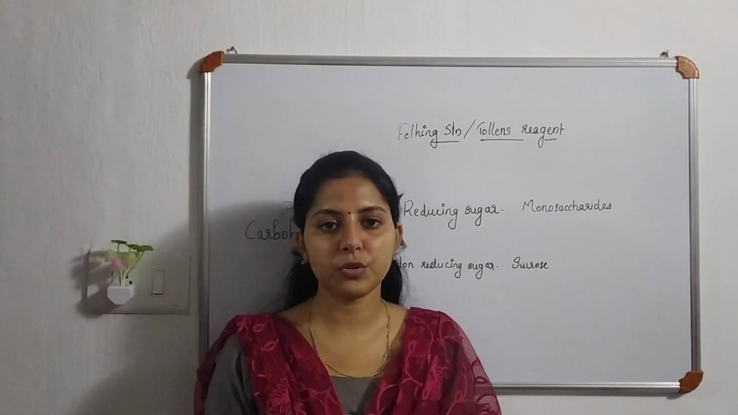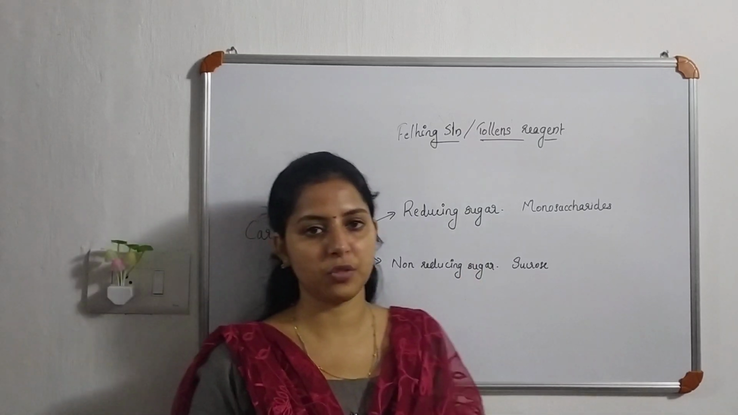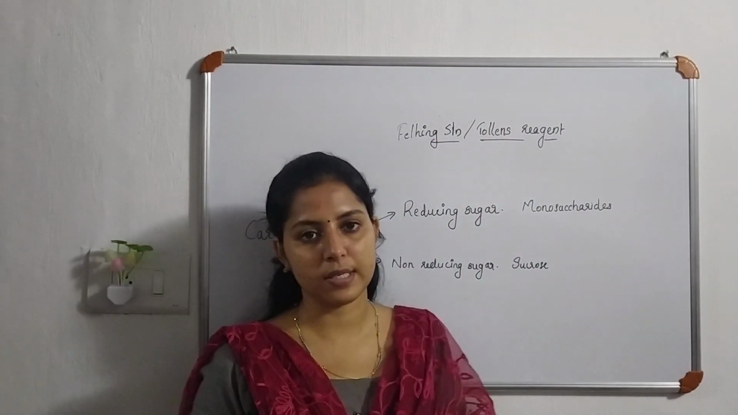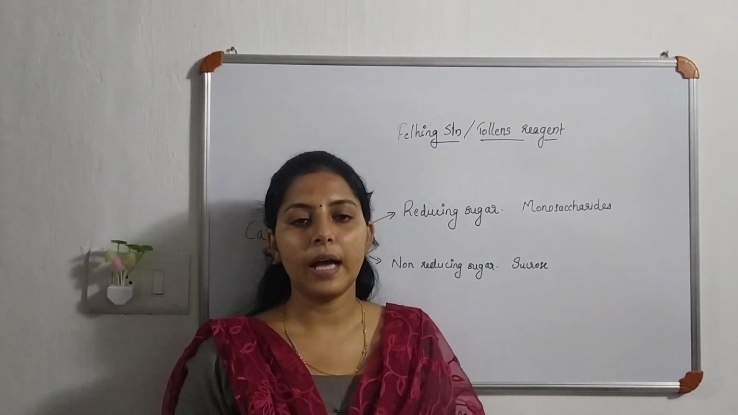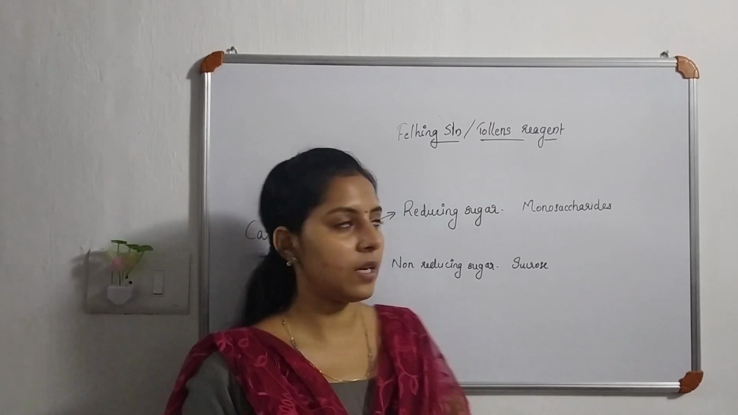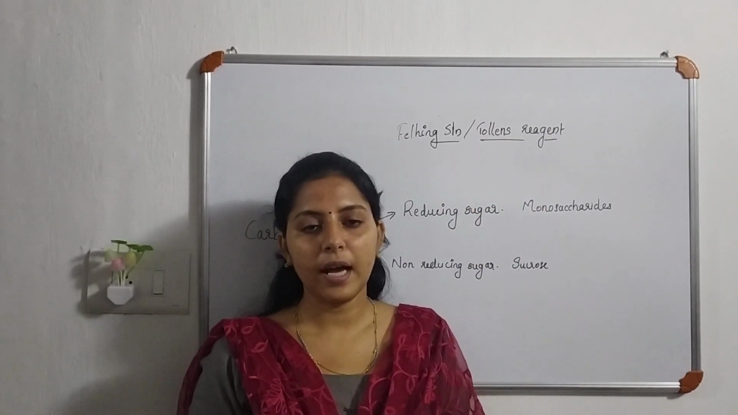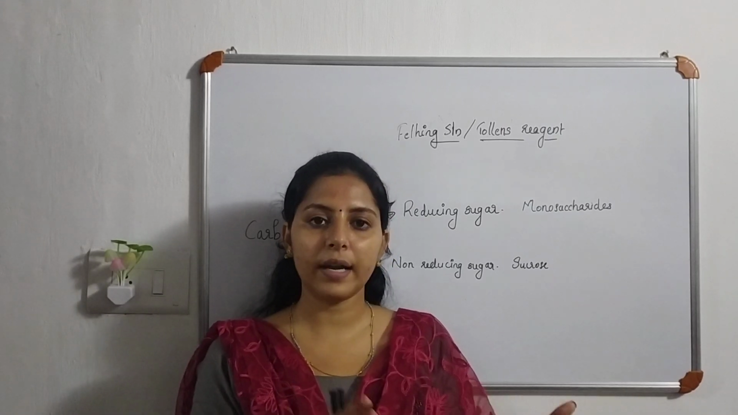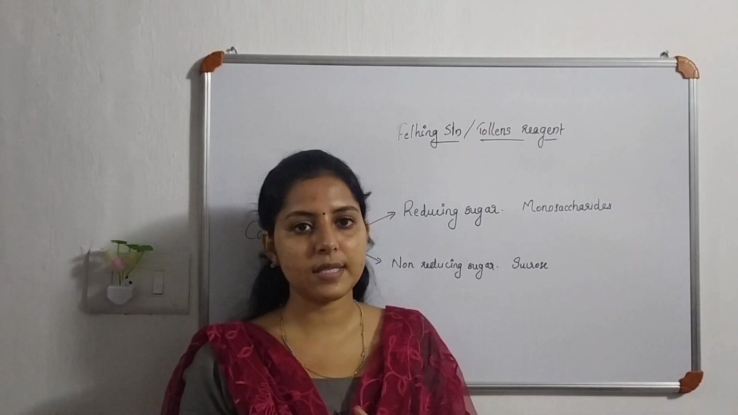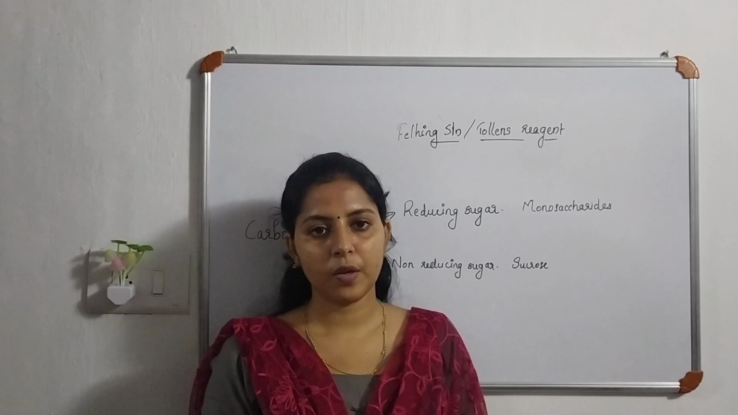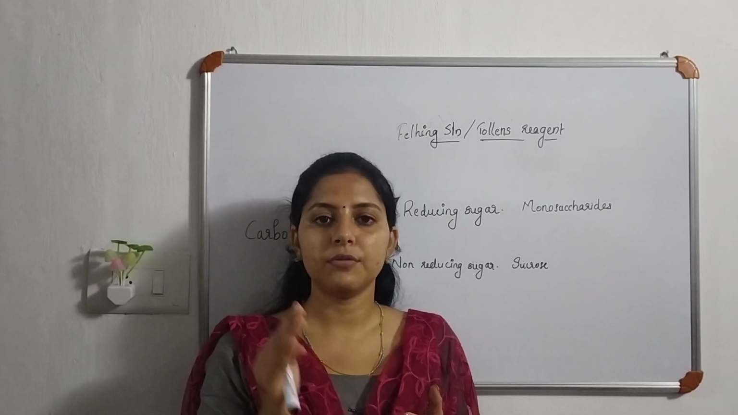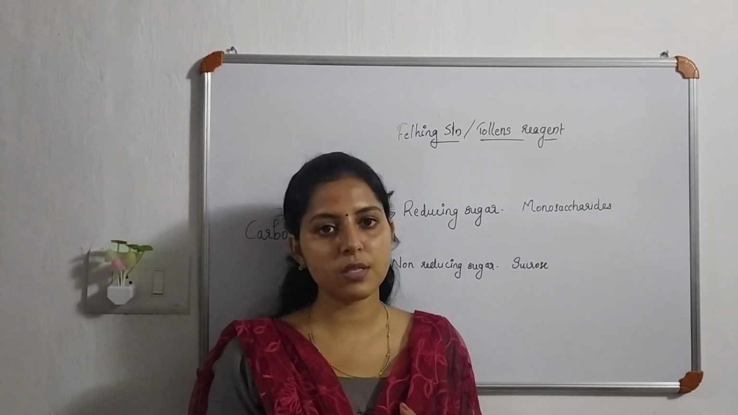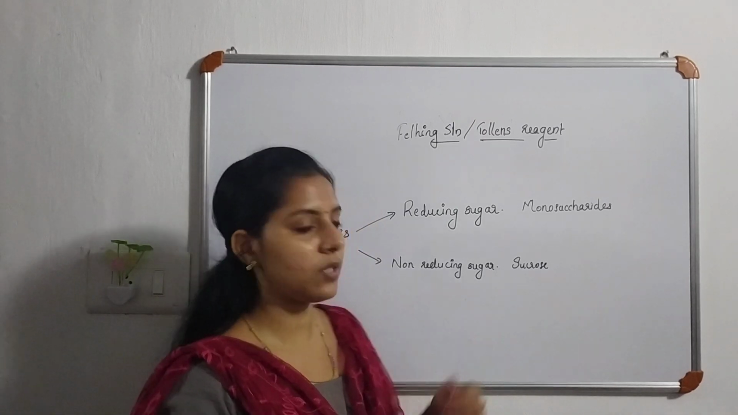Carbohydrates are again classified into 2 types, reducing sugar and non-reducing sugar, on the basis of their action on Fehling's solution or Tollens' reagent. This is a reducing agent, and only an aldehyde or ketone group can reduce Fehling's solution or Tollens' reagent. And we know that carbohydrates are polyhydroxy aldehydes or ketones, so they have an aldehyde or ketone group in them. So they can easily reduce Fehling's solution or Tollens' reagent. The carbohydrates which can reduce Fehling's solution or Tollens' reagent are called reducing sugars, and the carbohydrates which cannot reduce them are called non-reducing sugars.